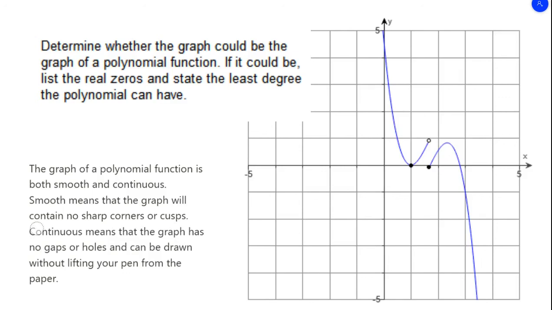So looking at the second part that says continuous means that it has no gaps or holes, we can see that this graph has a gap in it. We can draw this portion without picking our pen up. However, we would need to pick up our pen to jump to this section. So there is a gap in the graph. It is not continuous. So this graph cannot be the graph of a polynomial because it's not continuous. This is not a polynomial.